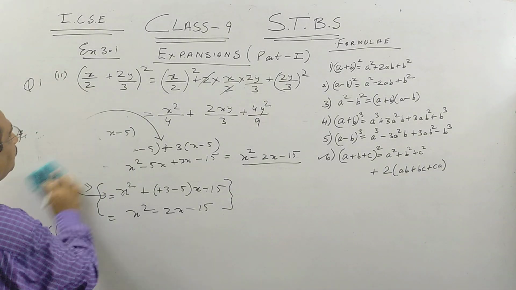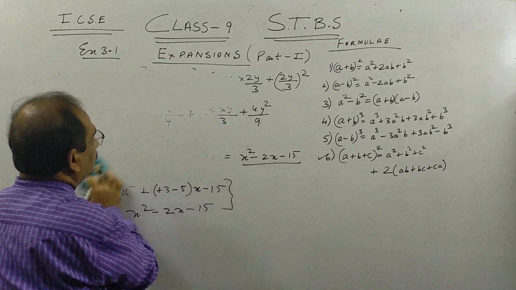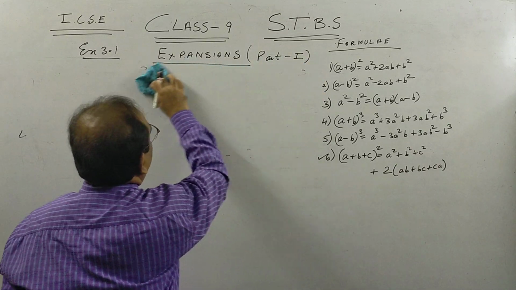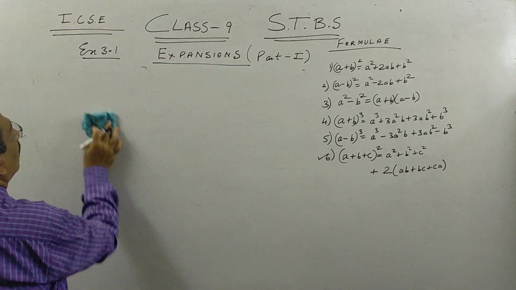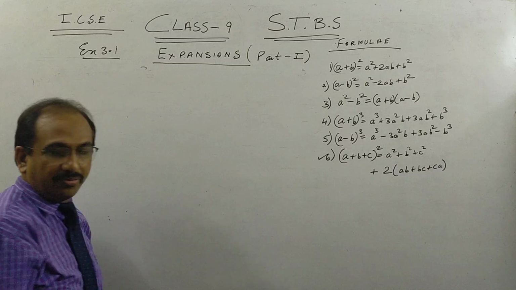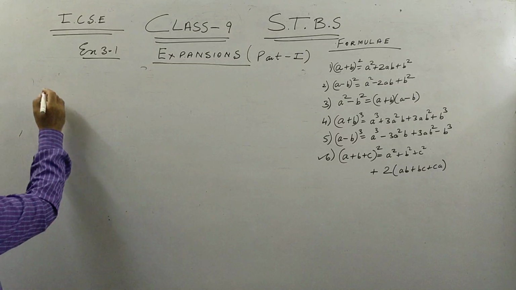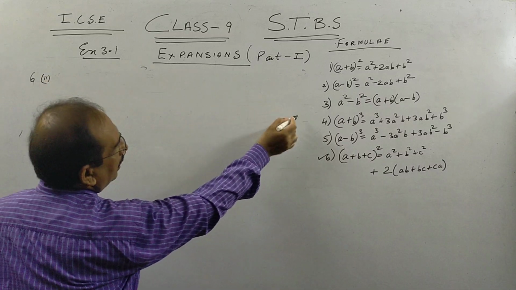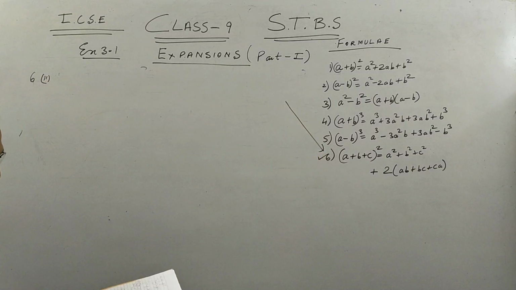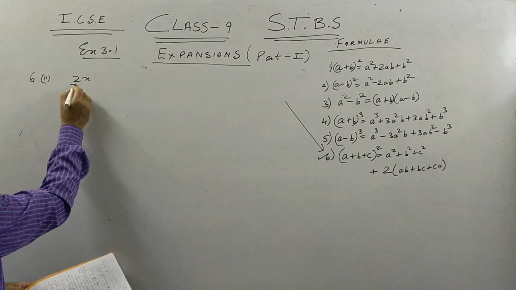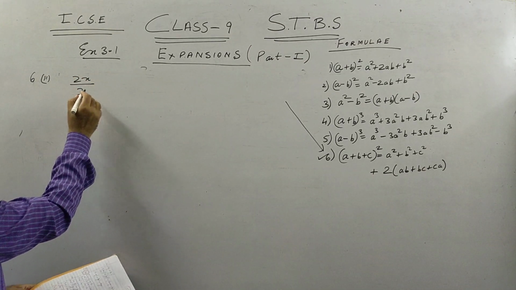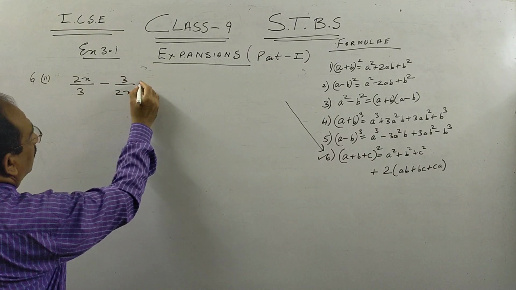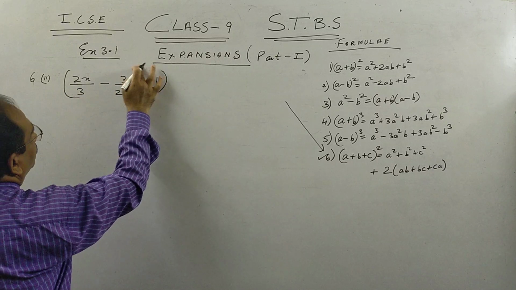So children, we have already seen the sum of two things square and the difference of two things. Here we have the sum of three things. So please see this particular formula. Question is (2x minus 3 minus 3 by 2x minus 1) whole square.